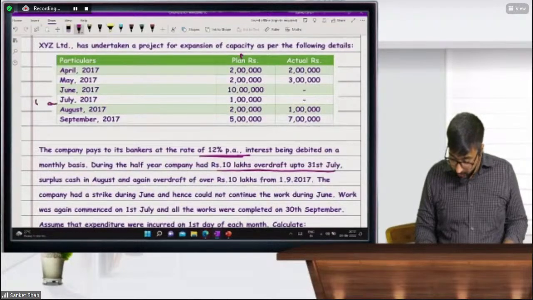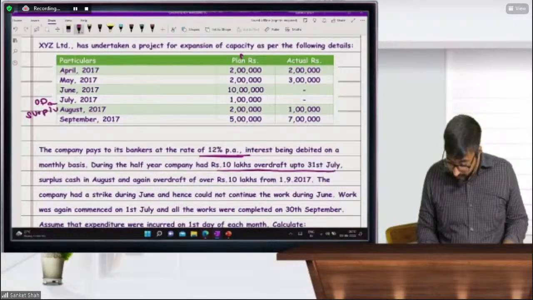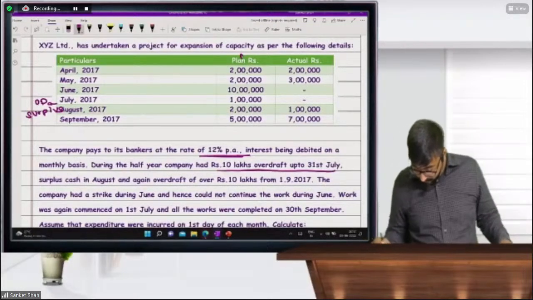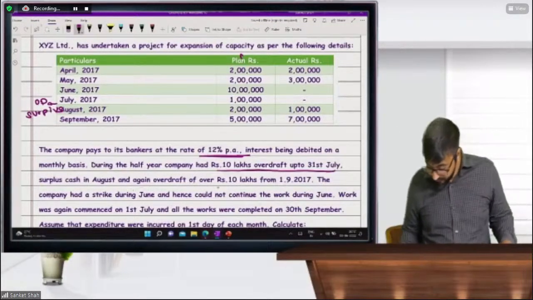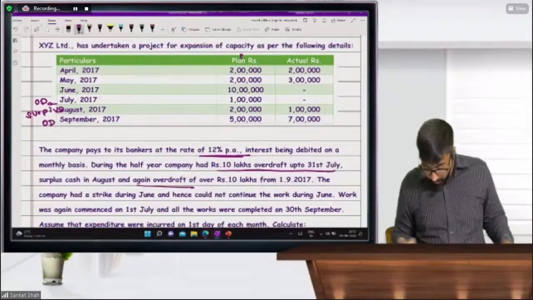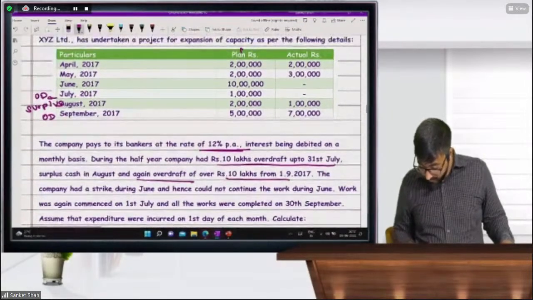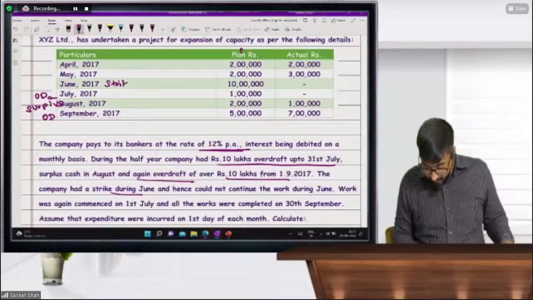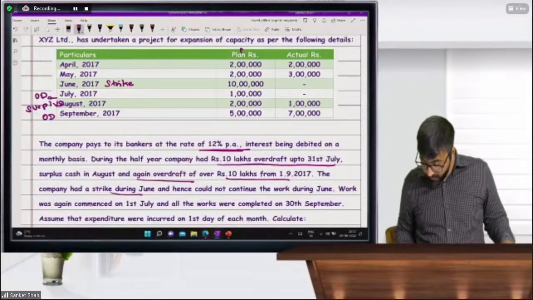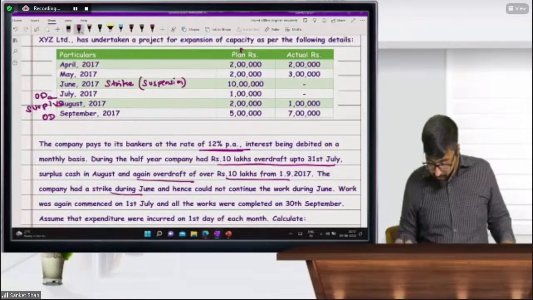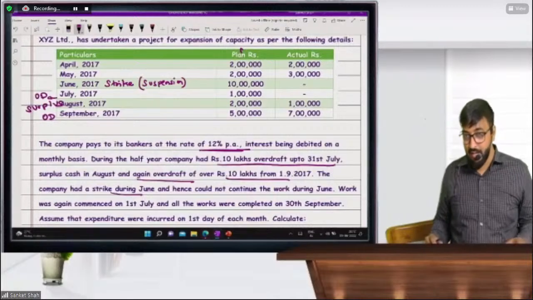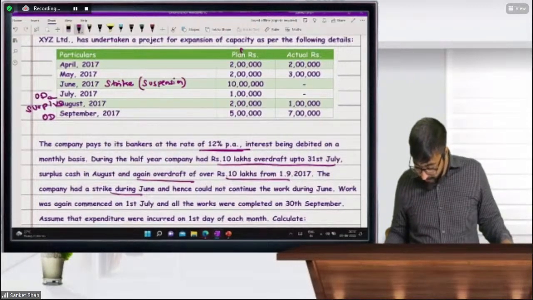So till here there was OD. In August month there is a surplus. So surplus means no interest, and again OD of rupees 10 lakhs from September. The company has a strike in June. So beta, this is a month of strike and hence could not continue work during June. So this is purely suspension. Strike, temporary delay. So no interest has to be debited. Work was again started on 1st July. And all the works were completed on 30th September.